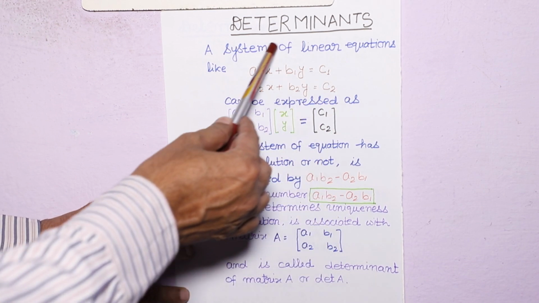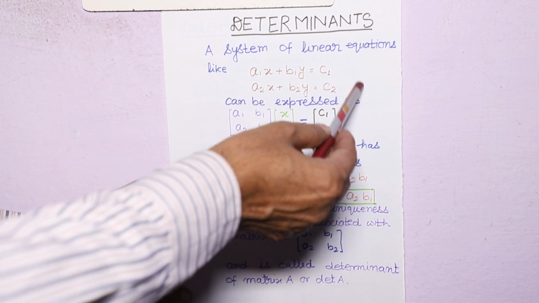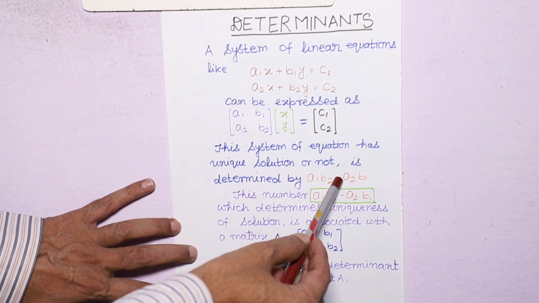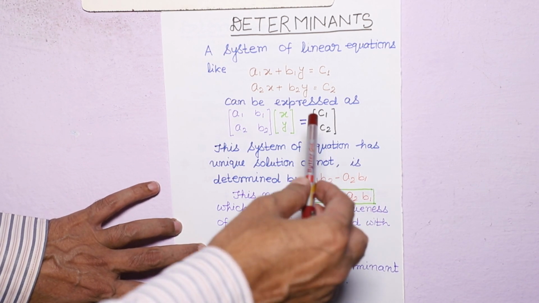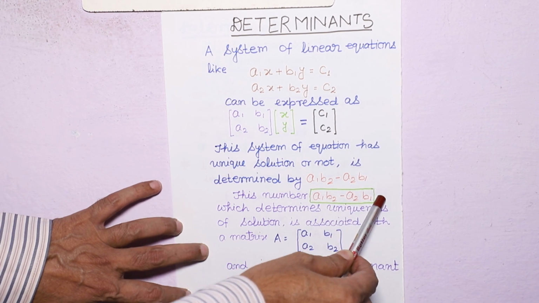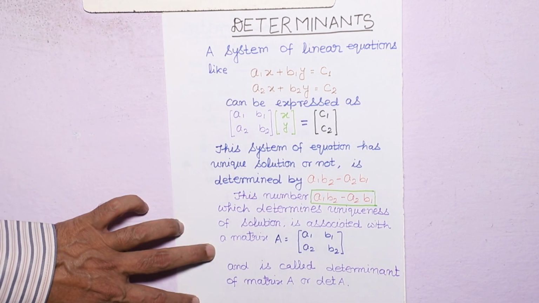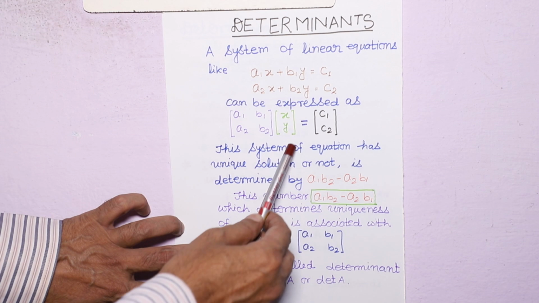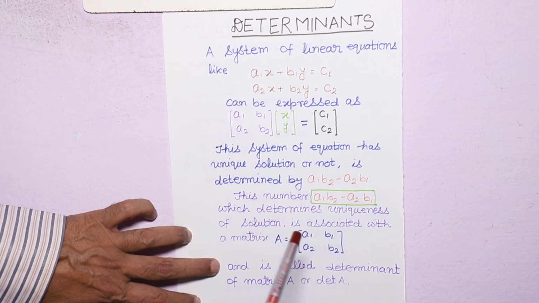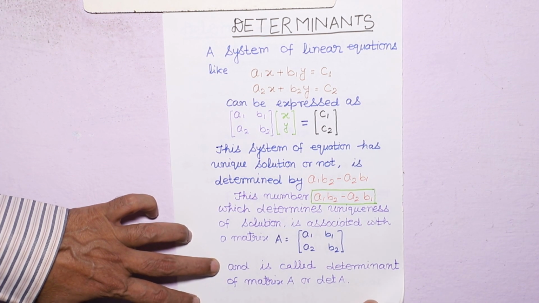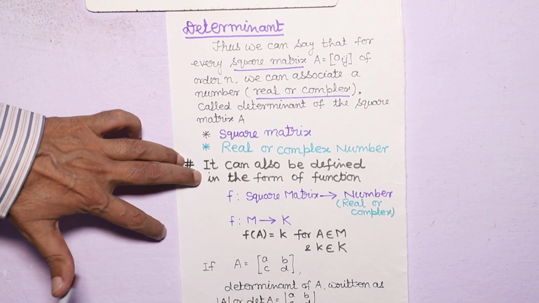Whether this system of equations will have a unique solution or not depends upon a value, that is a1 b2 minus a2 b1. You have studied the same value in class 10th also. So this number a1 b2 minus a2 b1, which determines the uniqueness of the solution of this system, is associated with the matrix [a1 b1; a2 b2], that is matrix A, and this is called the determinant of the matrix A, or determinant A. So determinant is defined as this.